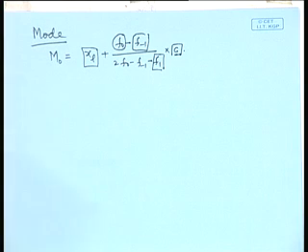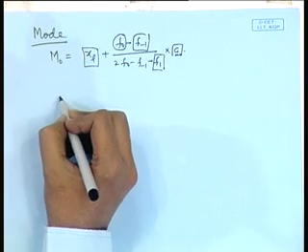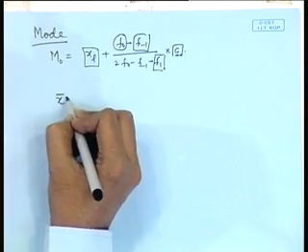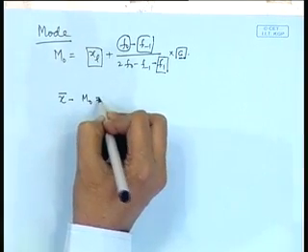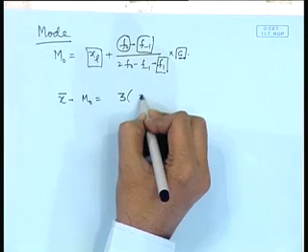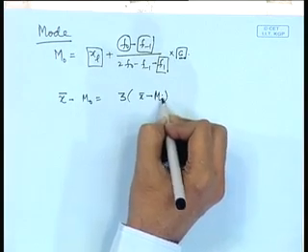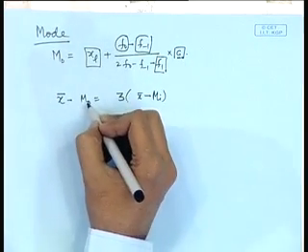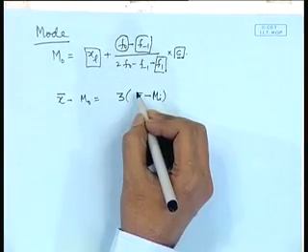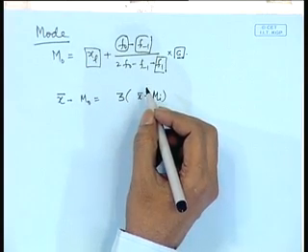There is some relation between mean, median and mode. Many times this is used: x bar minus m0 is equal to 3 times (x bar minus mi), where mi denotes the median, m0 denotes the mode, and x bar denotes the arithmetic mean. So, many times this formula is also used.